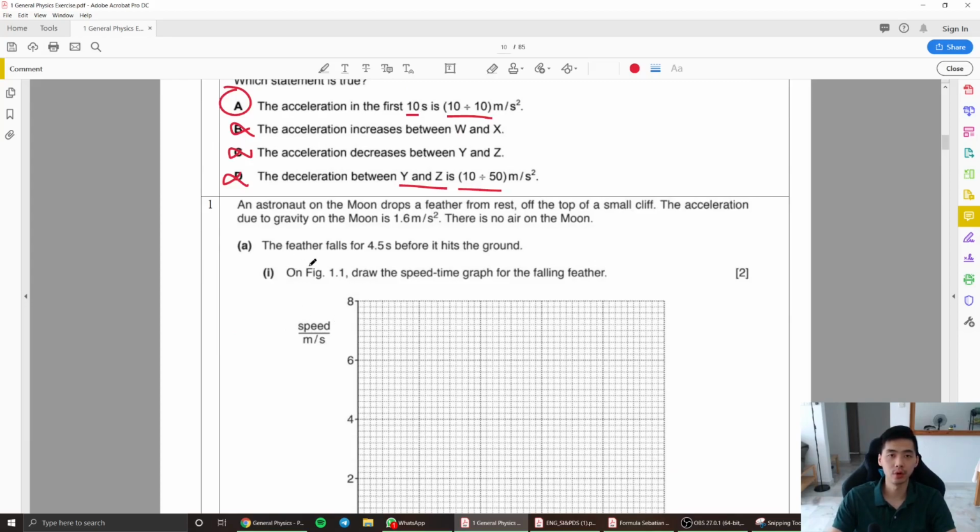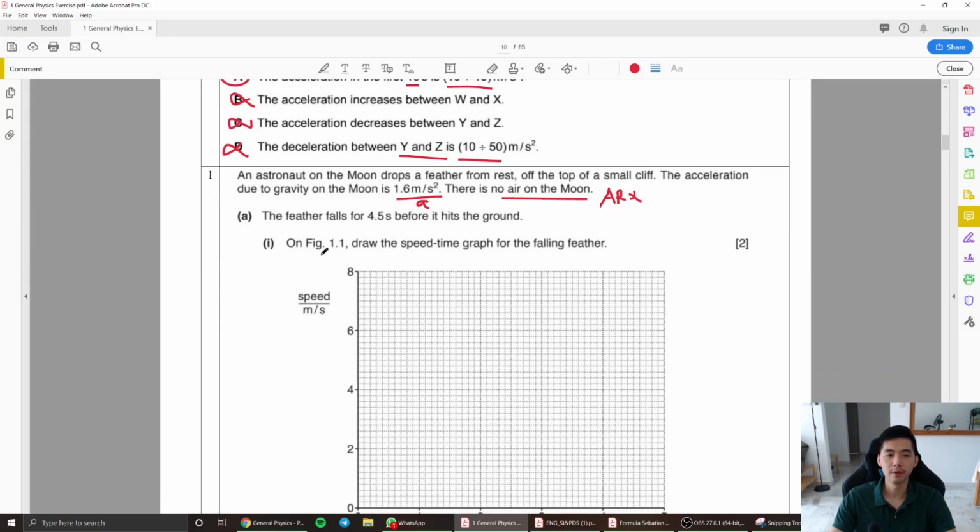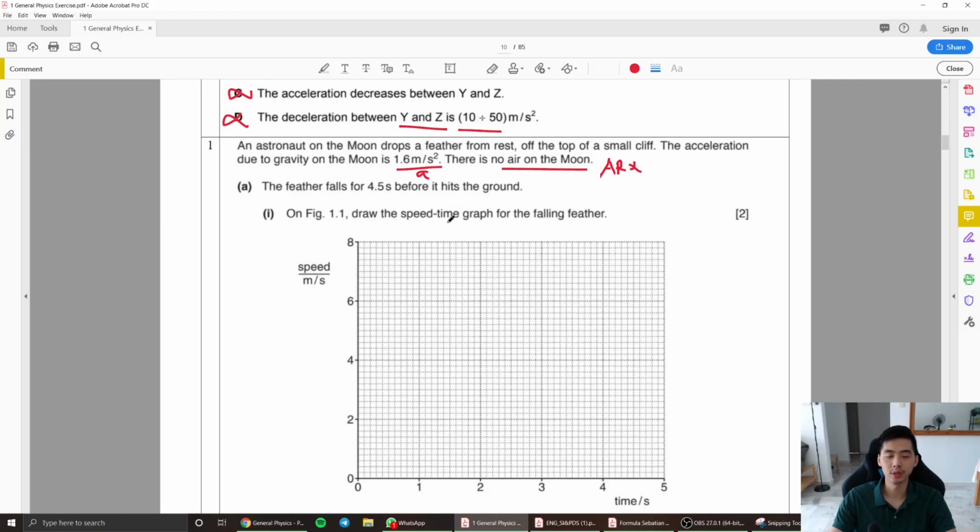An astronaut on the moon drops a feather from rest off the top of a small cliff. The acceleration due to gravity on the moon is 1.6 meters per second squared. This is going to be acceleration. There is no air on the moon, so there is no air resistance as well. The feather falls for 4.5 seconds before it hits the ground. Figure 1.1, draw the speed time graph for the falling feather.